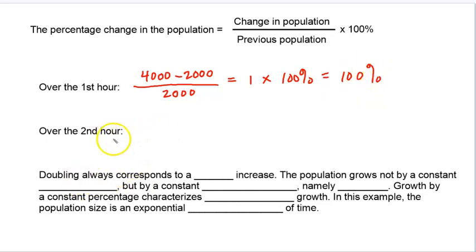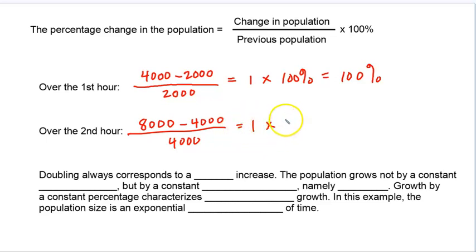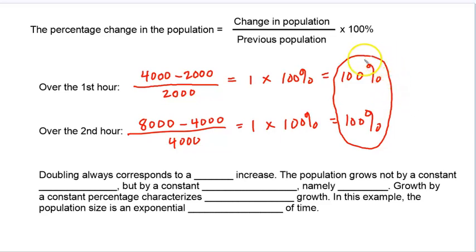And then we could do the same thing over the second hour just to make sure we're consistent. It should be a constant percentage. So over the second hour, we ended with 8,000, began with 4,000, and then divided by the number we began with. Well, that's 4,000 over 4,000 again, which is 1 times 100%. So just proving that we do have a constant percentage rate of change. And doubling, like we are here, always corresponds to a 100% increase. I think we just proved that.